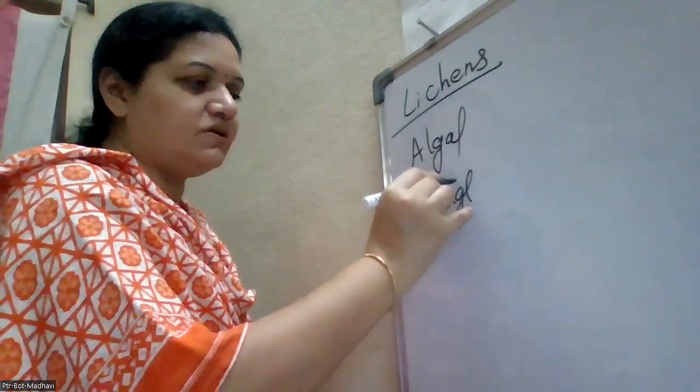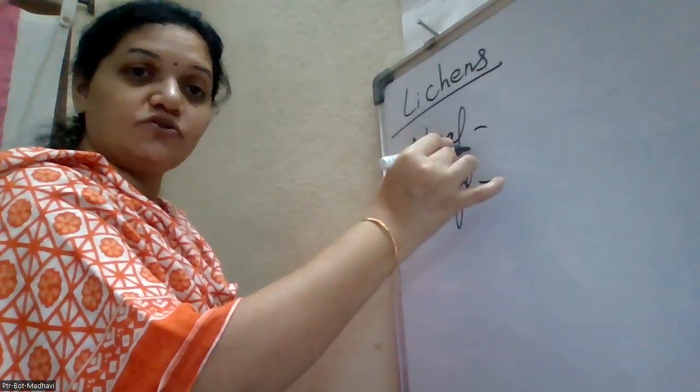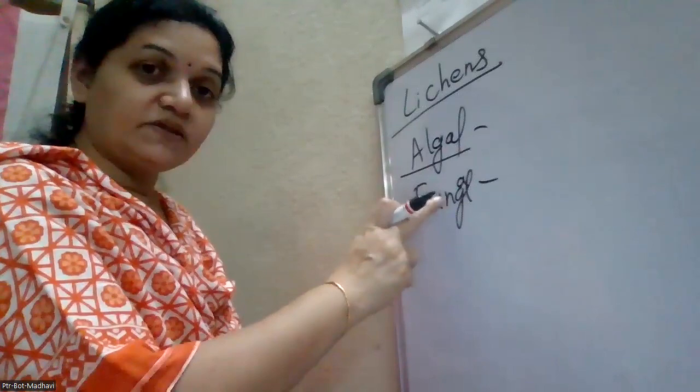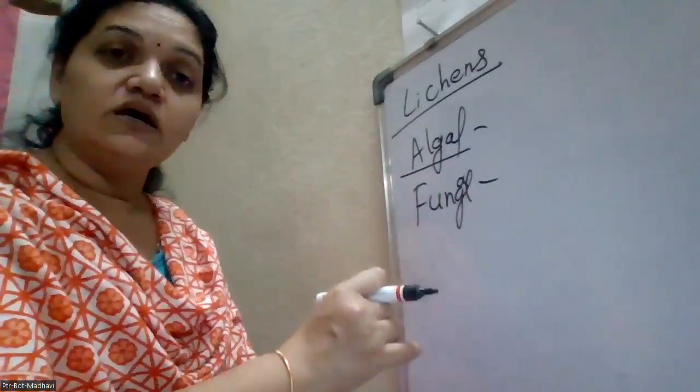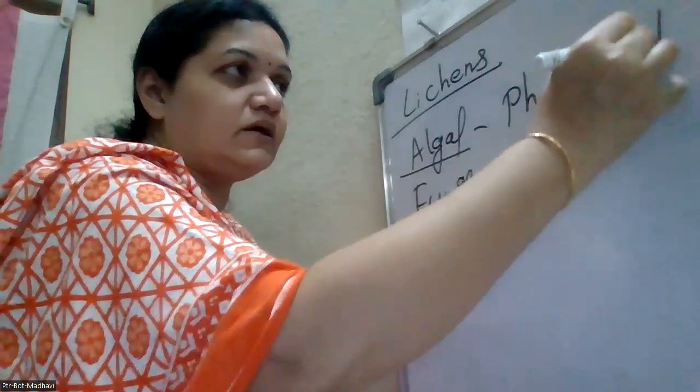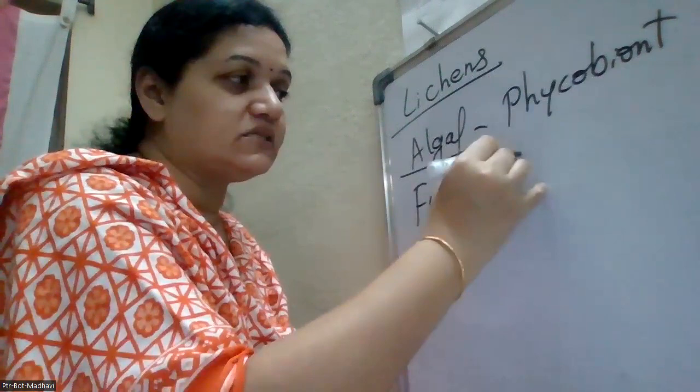Algal members are autotrophic, which will prepare the food material, and the fungal members cannot. So the fungal members give only protection externally for the algal members, and in return the algal members give the prepared food to the fungal organisms. Like that, these two organisms survive. The algal members present in the lichens are called the phycobiont, and the fungal members living in association with the phycobiont are called the mycobiont.